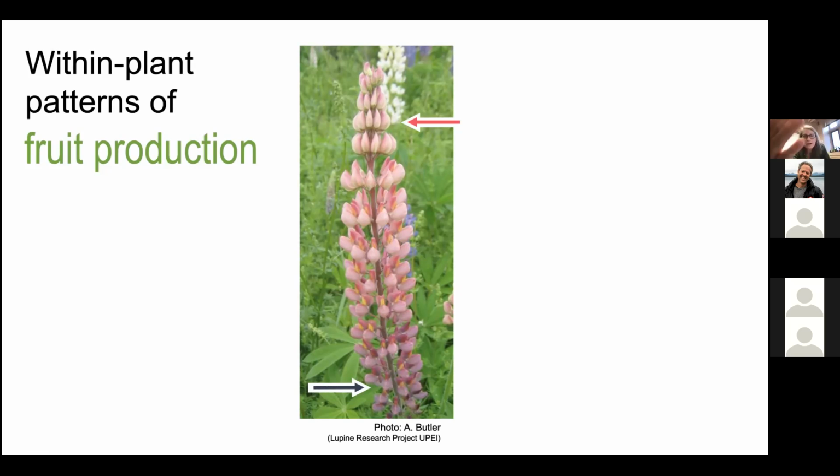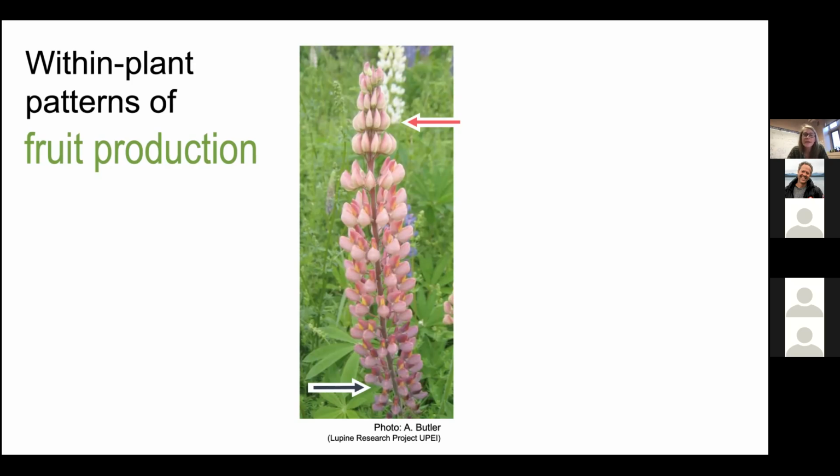Now, any flower on this lupin plant could, in theory, receive pollen grains from some other plant in the population. And then if its ovules are fertilized, those ovules can mature into seeds, and the flower matures into a fruit, right? So any fertilized flower can, in theory, mature into a fruit. But the reality is that even if a flower is fertilized, it's not necessarily true that it will mature into a fruit. The maternal plant has some control over which flowers do and do not mature into fruit.